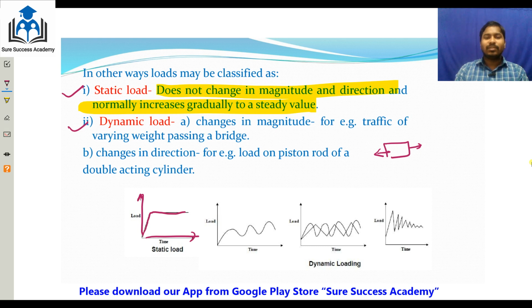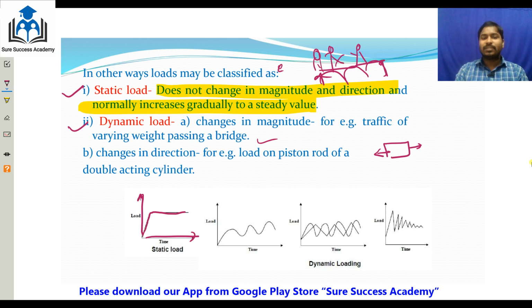Changing magnitude, that is traffic waiting, passing the bridge. Suppose this is the bridge. Okay. If traffic is there, a lot of people will stand on this bridge. If traffic is not there, fewer people will stand on the bridge. So it is varying with respect to time. That is what you will call dynamic loading. And it is also changing direction. The magnitude and direction is changing.